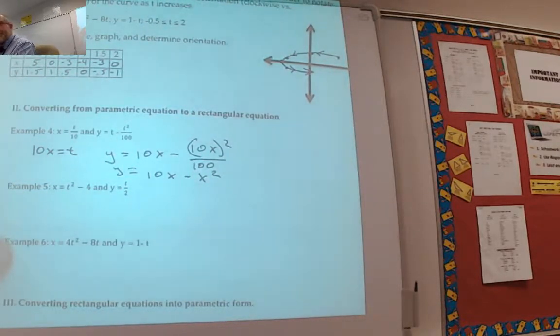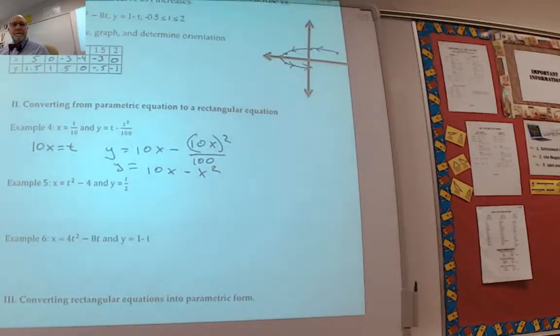Yes, ma'am. So if you can convert into a rectangular equation, why do you use parametric? Because we're going to look at some application problems further in the notes, because we then can determine where our location is based on a moment in time.